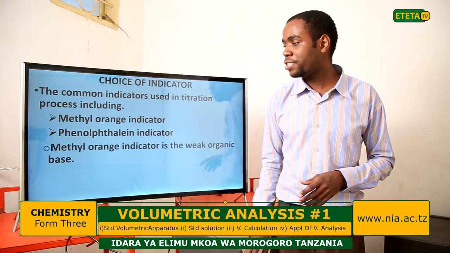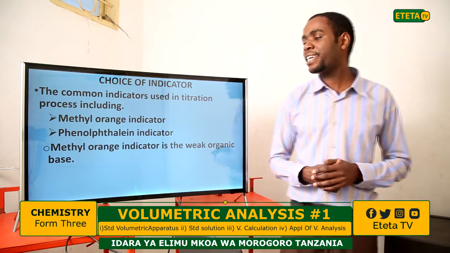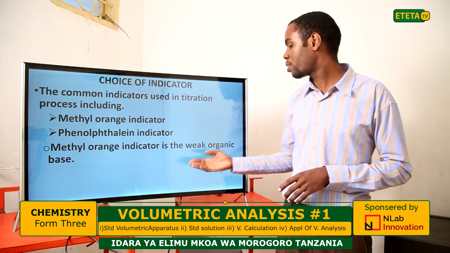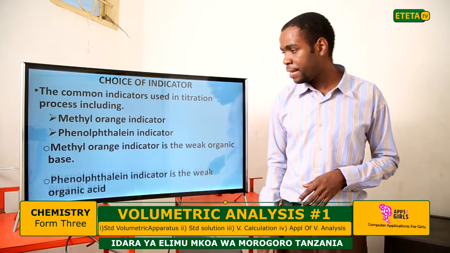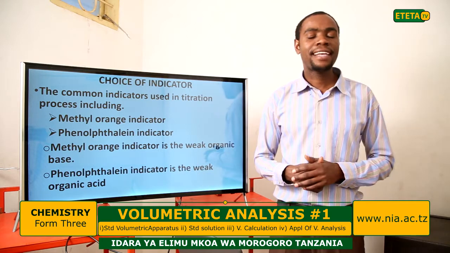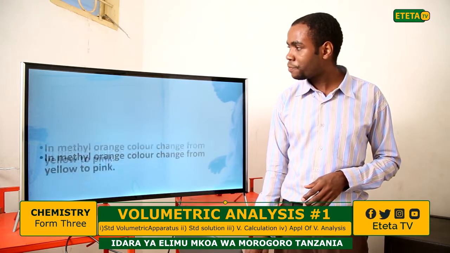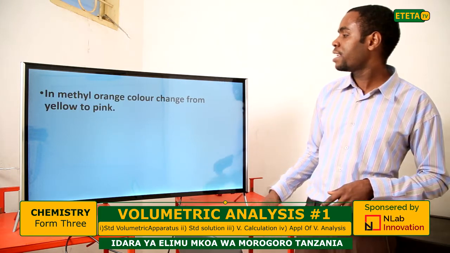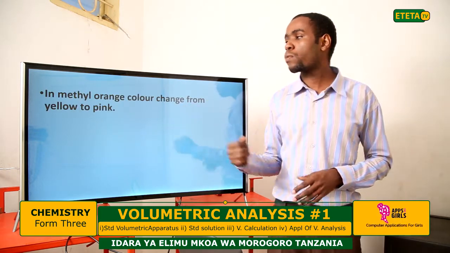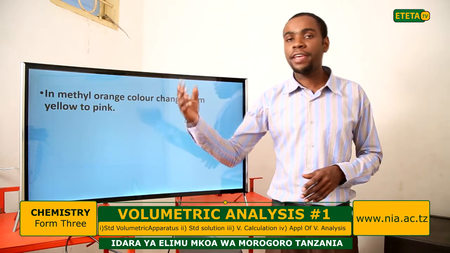Now, what is methyl orange? Methyl orange indicator can be defined as a weak organic base, while phenolphthalein indicator is a weak organic acid. Now, in methyl orange, the color changes from yellow to pink.